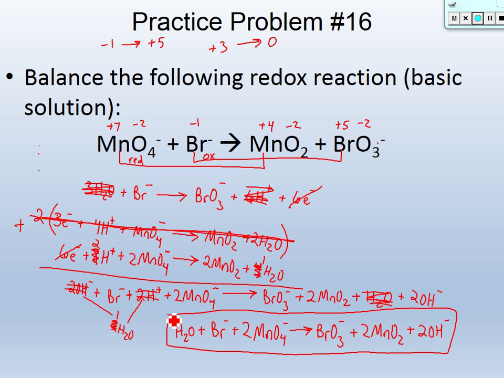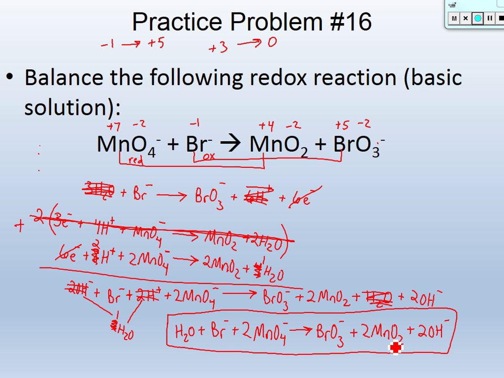But how can we make sure that this answer is right? Let's balance the atoms. How many hydrogens here? 2. How many hydrogens on this side? 2. How many oxygens? What's 1 plus, and 2 times 4 is 8, so that's 9. So I got 3 here. What's 3 plus 4? 7 plus 2 more? 9. So 9 oxygens on both sides. Bromines, I got 1 and 1. Manganese, I got 2 and 2. And we already balanced the oxygen. So we're good in terms of the numbers of atoms.